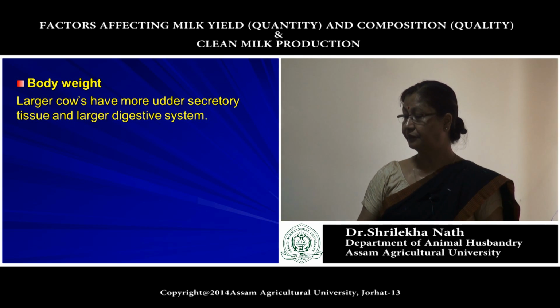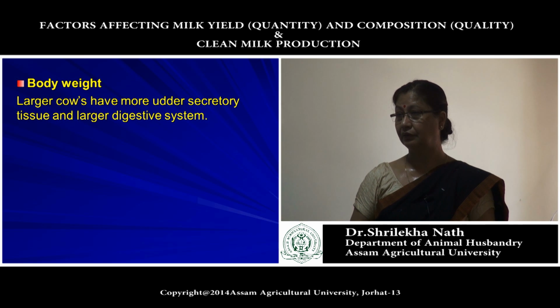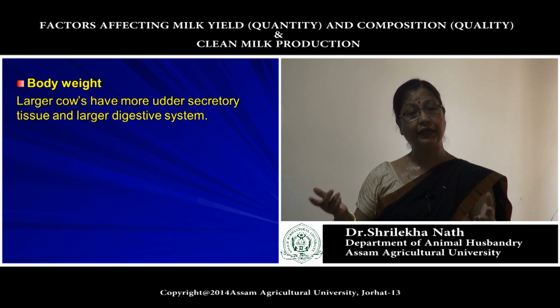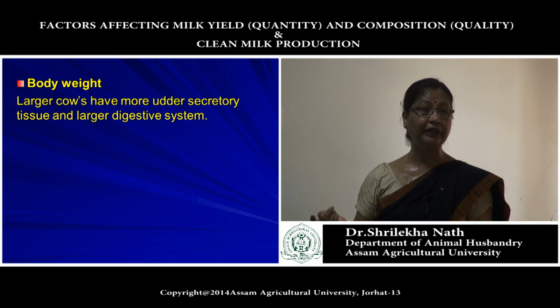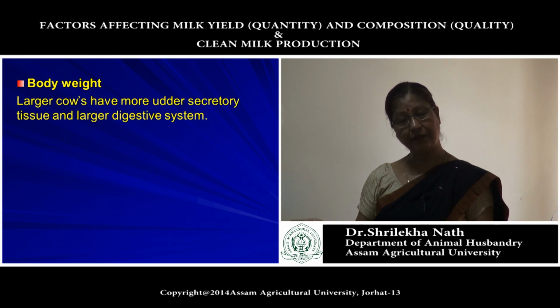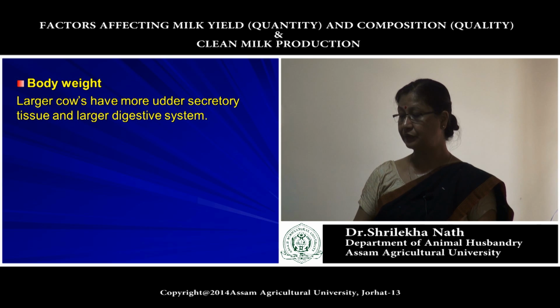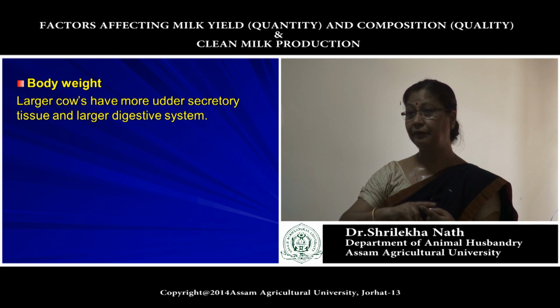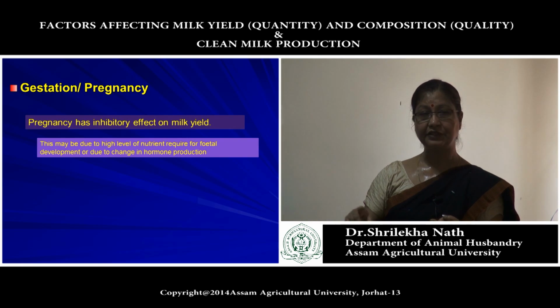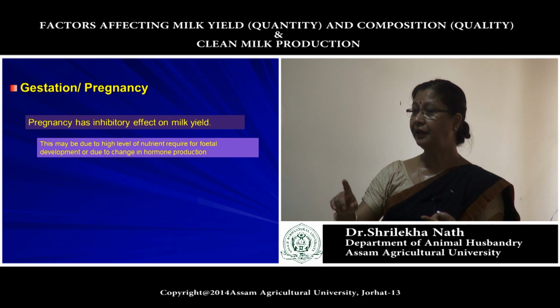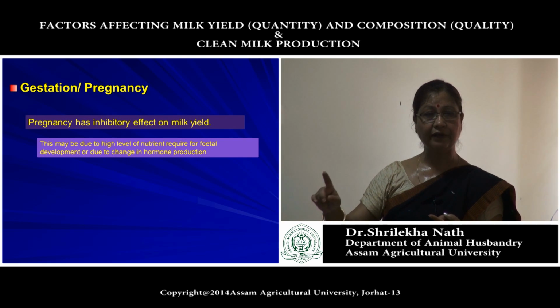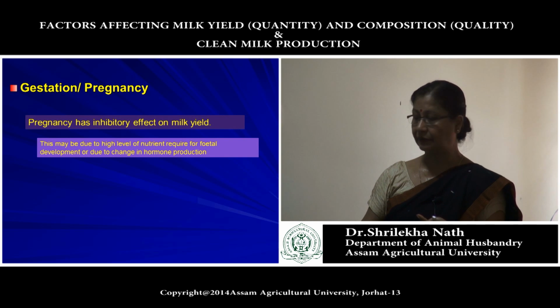Body weight. So cows which have a large mammary gland produce more, because the mammary gland is the major organ producing milk. So if they have a large mammary gland and a large digestive system, more milk will be produced. Gestation, or the stage of pregnancy: depending upon the stage, as the pregnancy advances, the milk yield decreases.